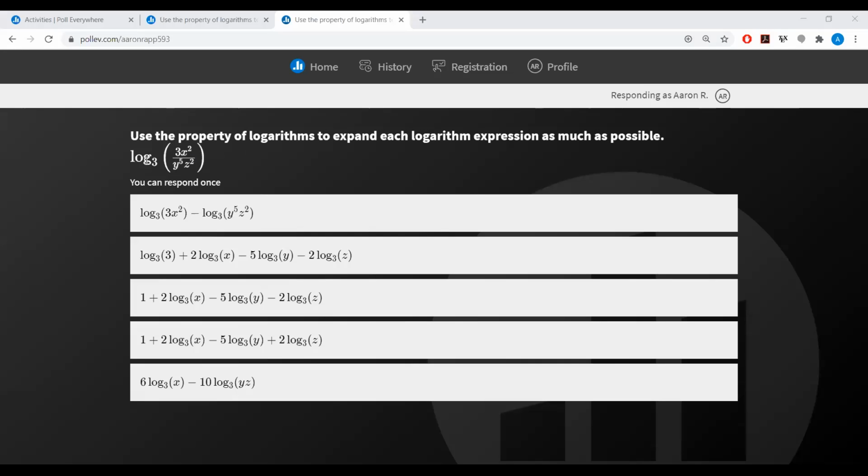So in this case, we're looking at log base 3 of 3 times x squared divided by y to the 5th z squared. Okay, so I can already see I have multiple operations in there. I have multiplication, I have division, I have exponents. So I have a little bit more to deal with this time. But again, we just need to use those 3 properties and maybe even calculate a log. So go through and work this out and then select the answer that is closest to yours or hopefully the same as yours.